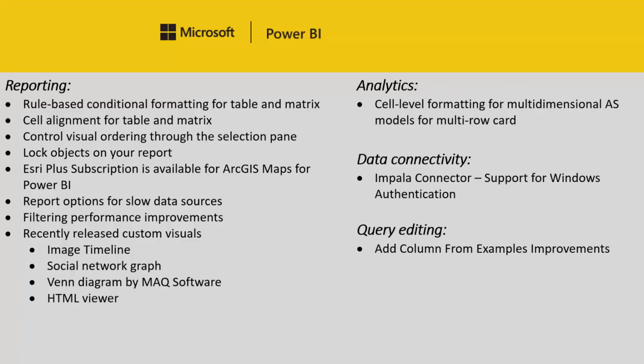Moving on to our analytics feature for this month, we are extending our cell level formatting for multidimensional AS models to work also in multi-row card. Last month, we released this feature for table, matrix, and single value cards, and we just didn't have quite enough time to wrap it up for multi-row cards. So this month we are finishing up that scenario, and if you have defined cell level formatting in your multidimensional analysis services model, that will just automatically flow through into your multi-row card along with the other visuals I mentioned and be applied to your values.